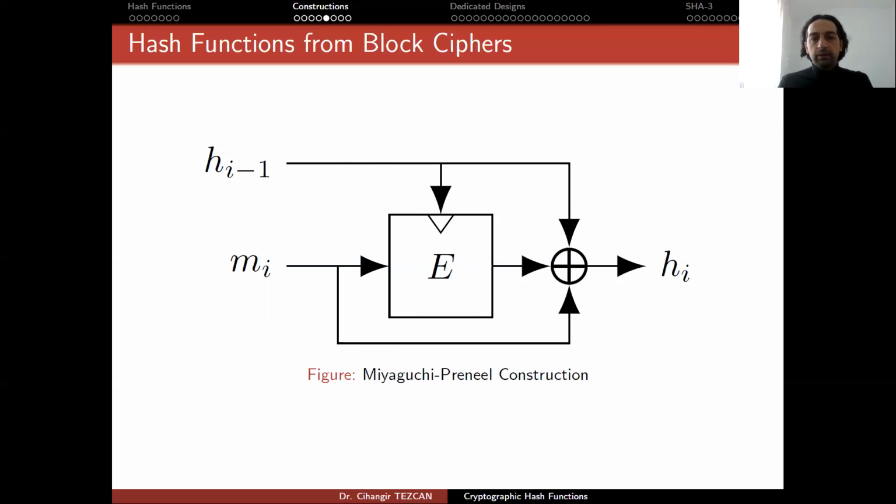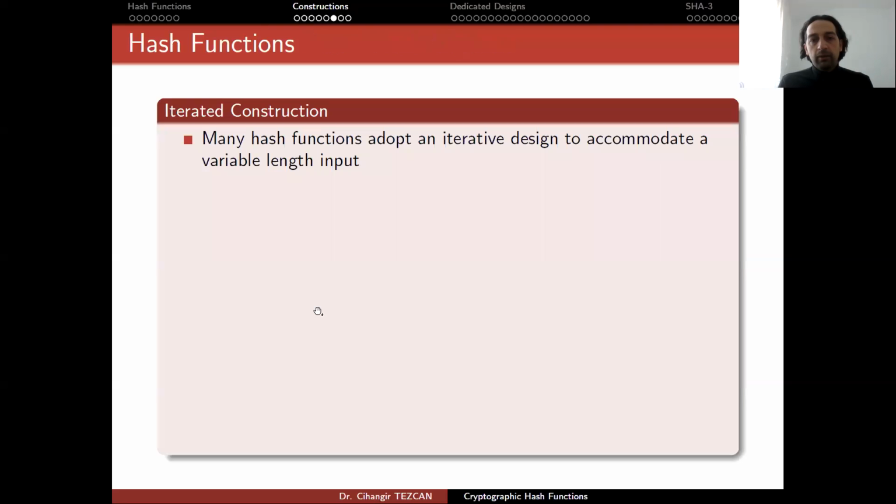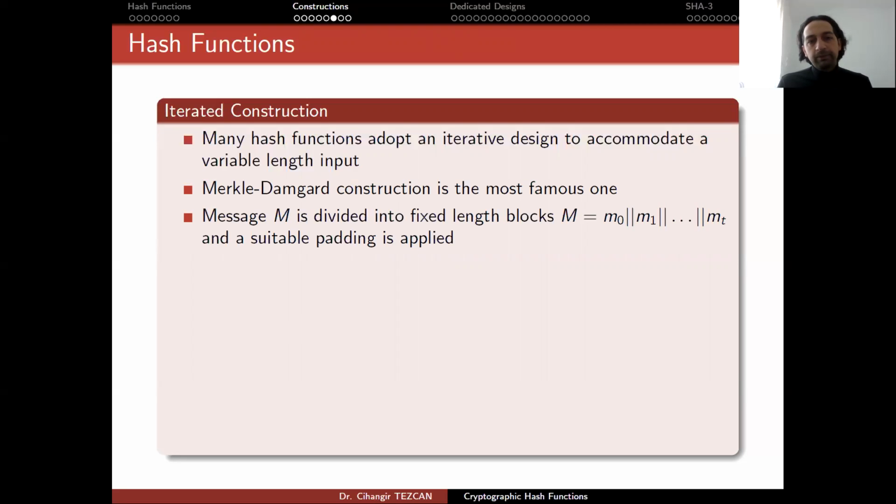And as far as I know, most of the time these are secure, depending on whether your block cipher is secure. But you can also construct a hash function yourself. So in these cases, we generally consider iterated constructions. Many hash functions adopt an iterative design to accommodate variable length input. The Merkle-Damgard construction is the most famous one.